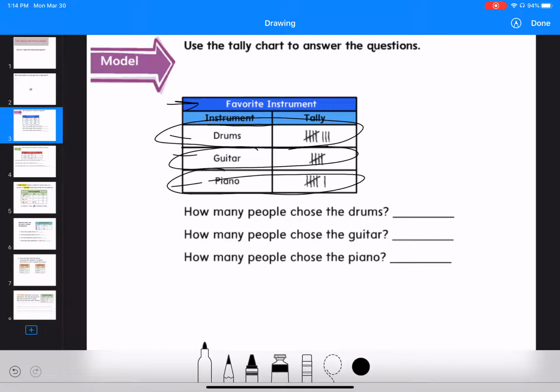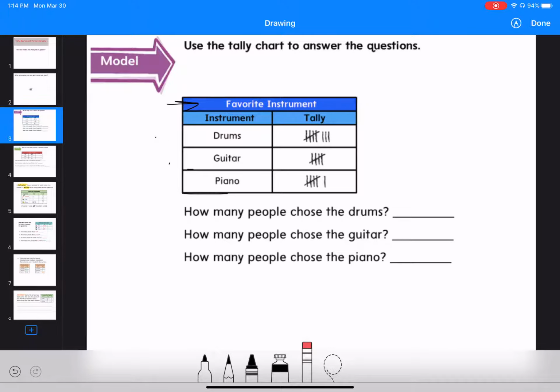Okay, so over here we have our instruments and our tally. So let's look at our questions. How many people chose the drums? You go up to drums. Let me erase that so we can see a little bit better. Okay, so you go up here to drums and you count them. Now remember, this is equal to 5, so we do not have to count each individual line. We start at 5. 5, and then 6, 7, 8. So we had 8 people vote for the drums.